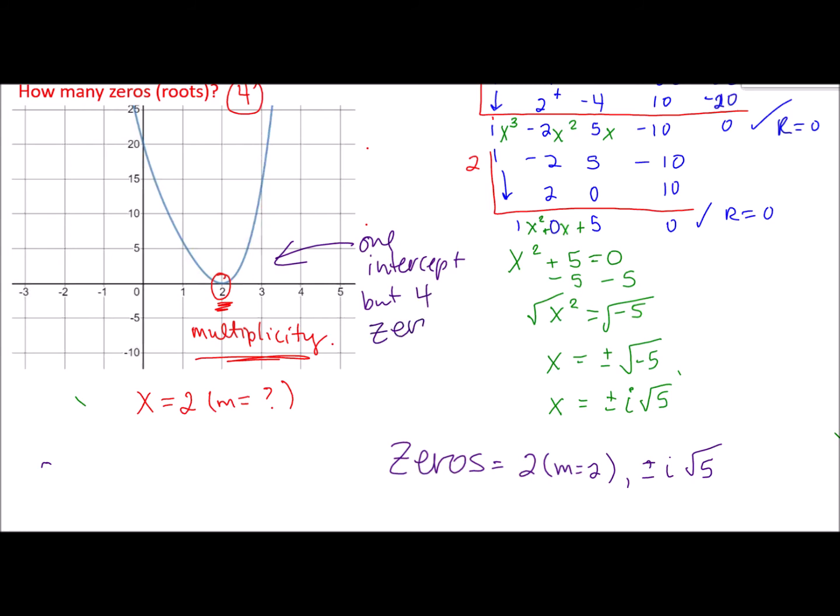Now, sometimes the multiplicity down here is 4. It could just be 2 happens 4 times. Or maybe it's some imaginary answers. Imaginary answers mean no intercepts for those guys.